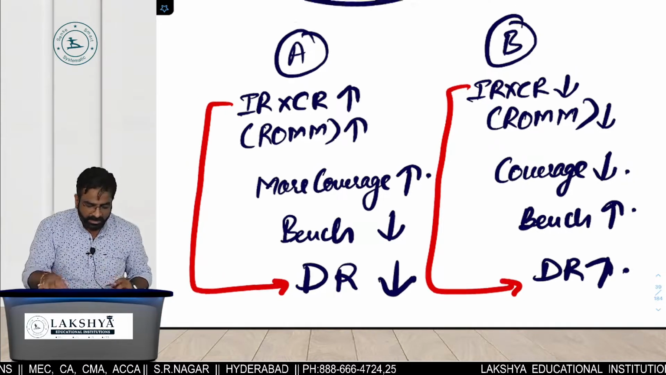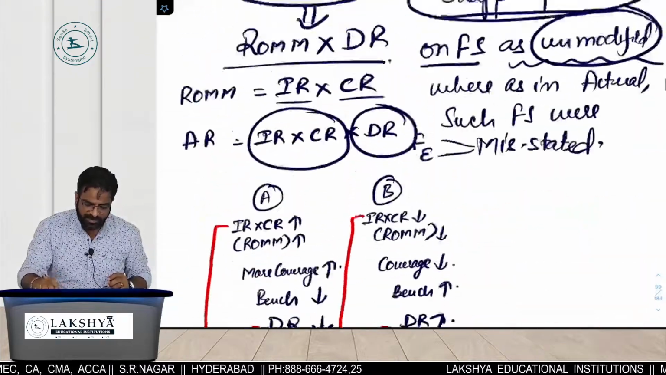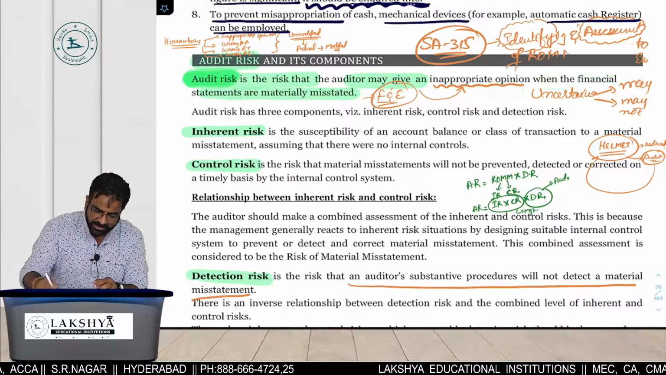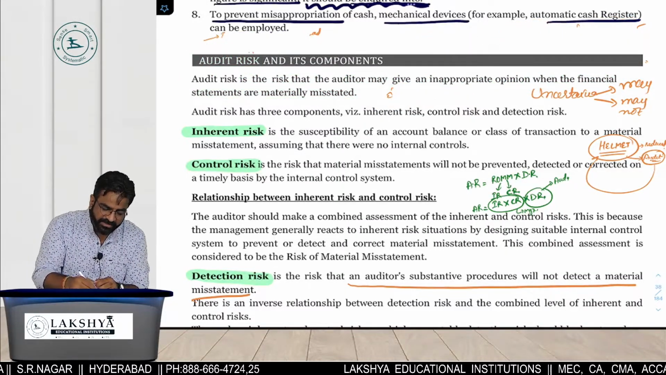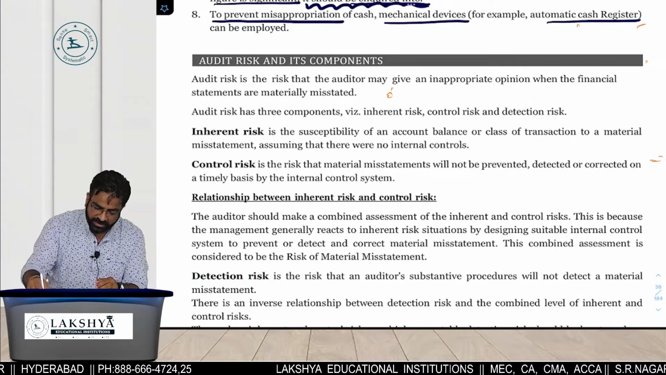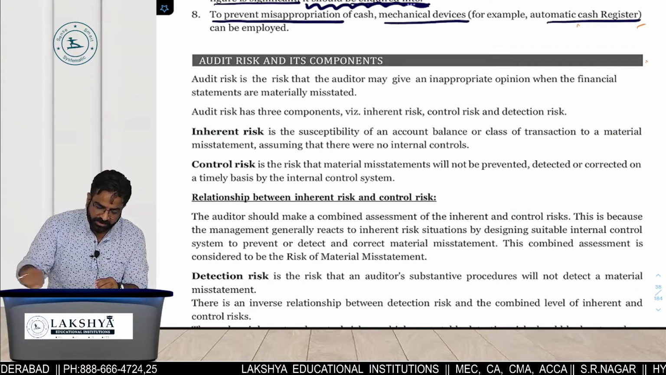Now see, this is what we mean by audit risk. अब पढ़ो पूरा audit risk का example. Read the meaning of the audit risk, everyone. एक सेकेंड, let me just. ये अपना 315 चल रहा है. What is the standard we are doing right now? 315. Now see, read it everyone. What is the meaning of audit risk?